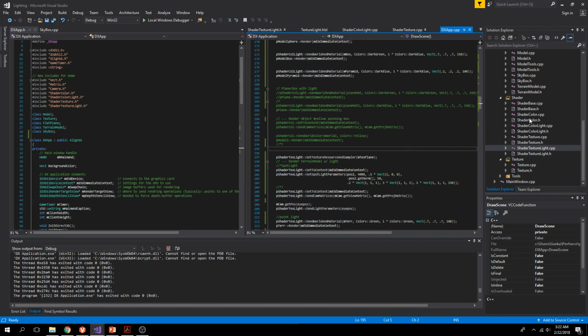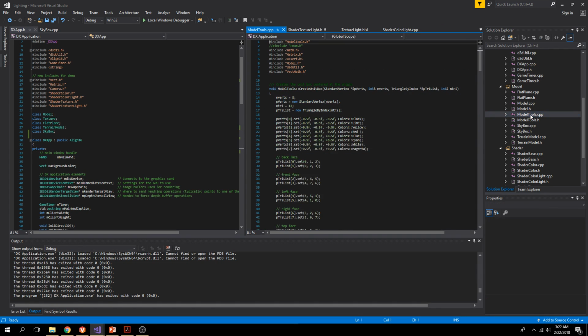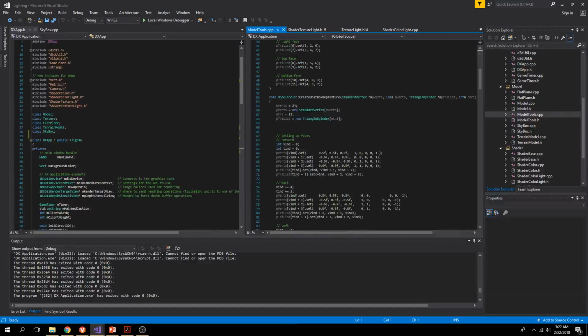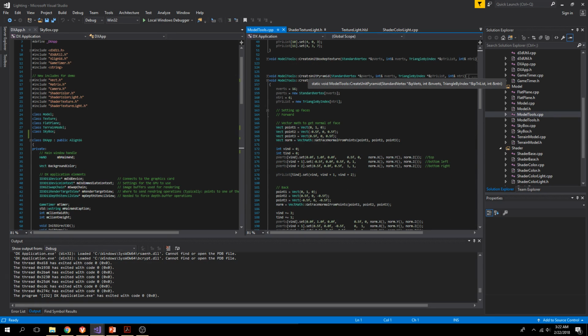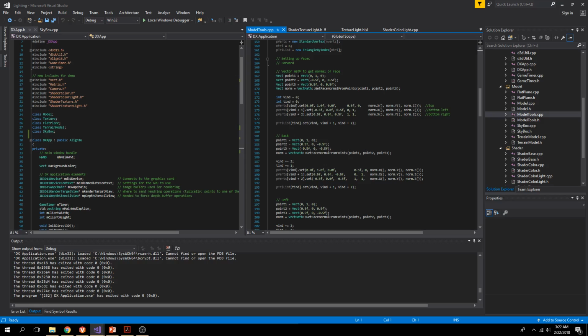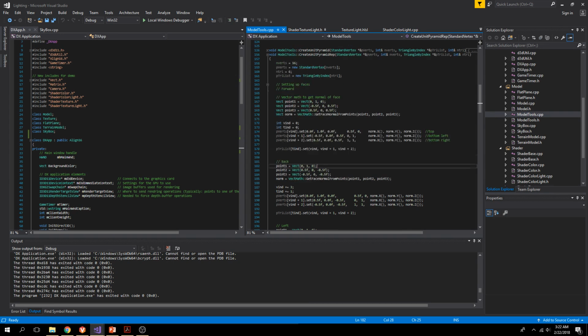Anyways, so for setting up the normals for my models, didn't do that. What's this one? Okay, didn't do that one. Okay.